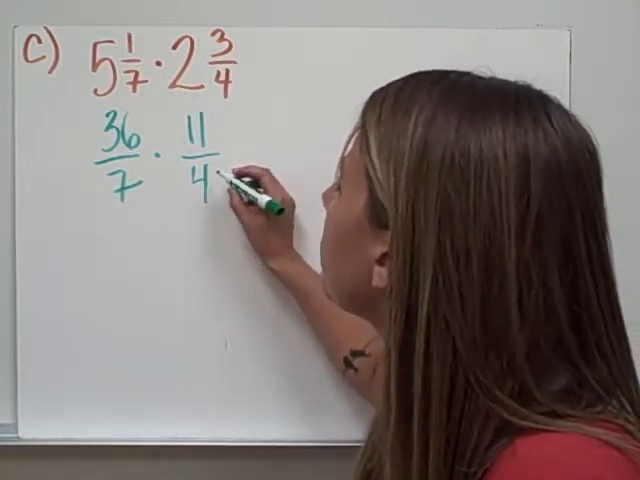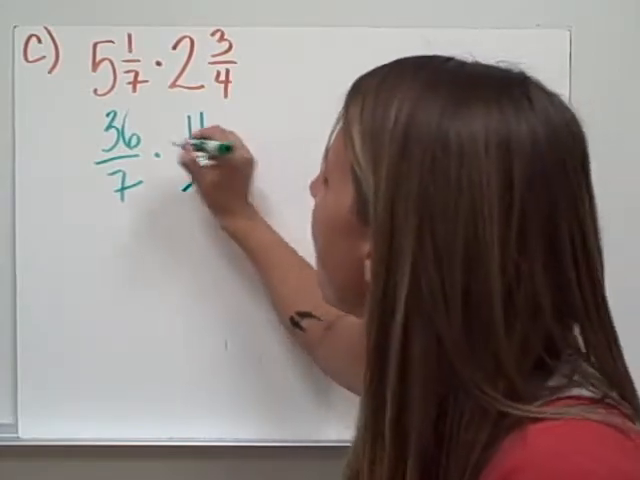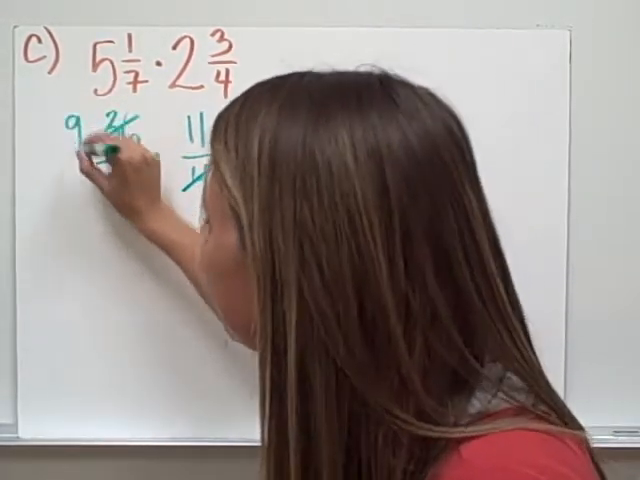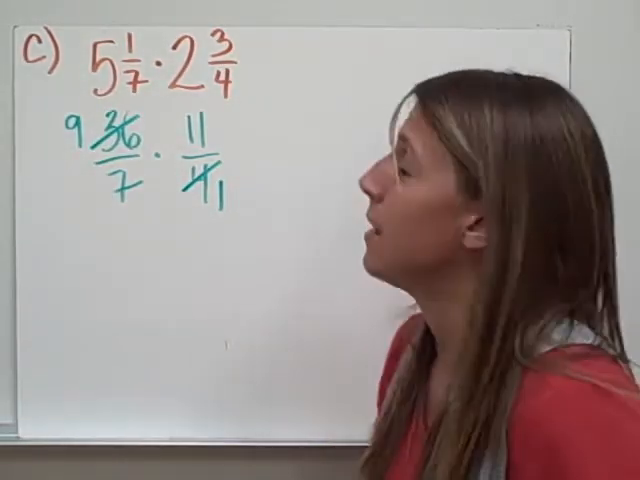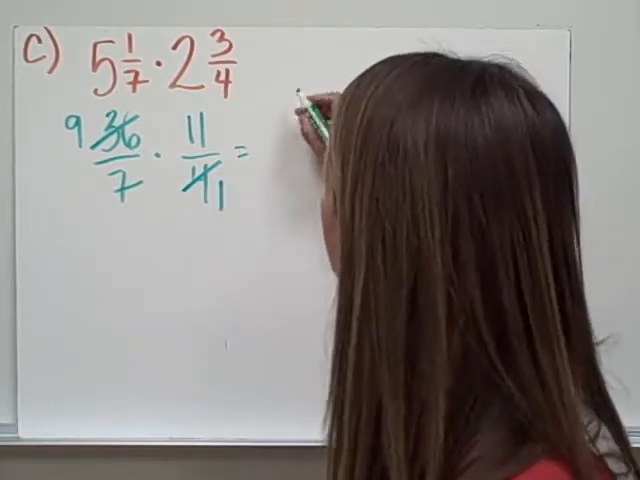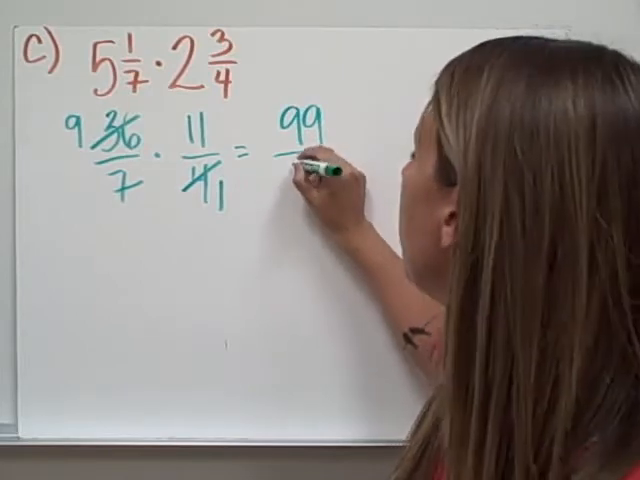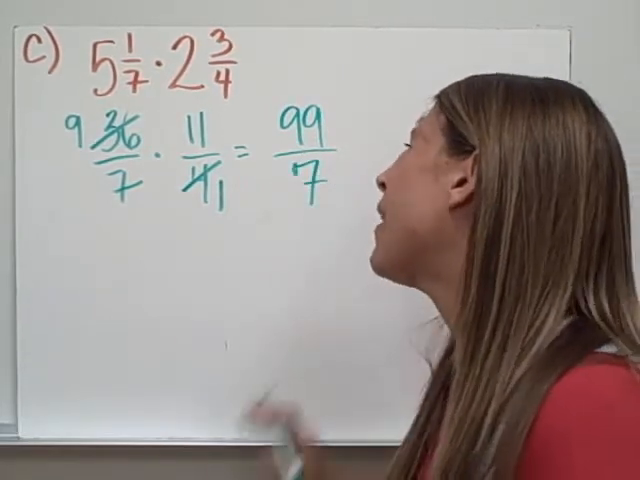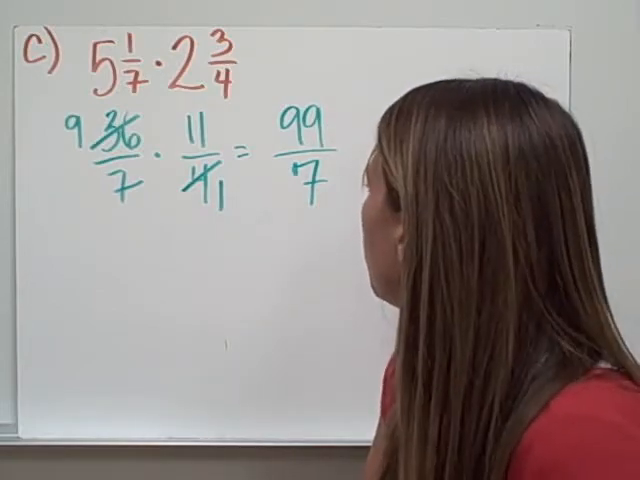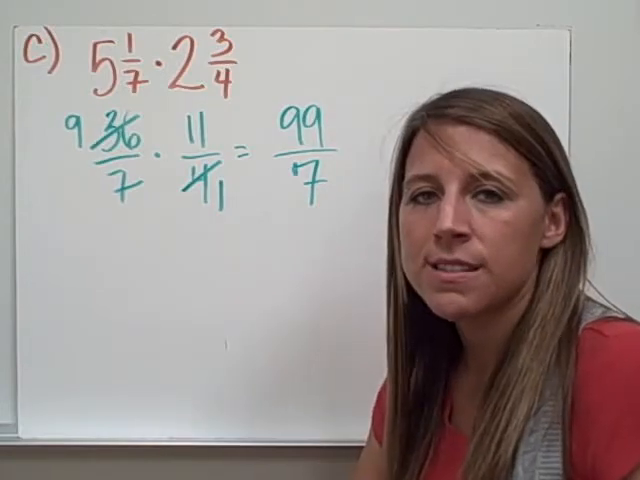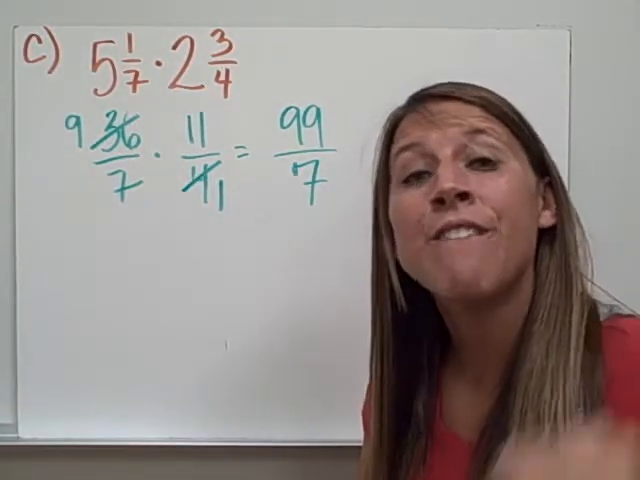So, 4 goes into itself 1 time, and 4 goes into 36 9 times. Now, I'm a little bit more comfortable multiplying 9 times 11 than I am 36 times 11. So 9 times 11 is going to come out to be 99. And then 7 times 1 is 7. I don't think I can simplify that any further. So I'm just going to leave it unless I was asked to make it a mixed number. So again, you can say this is 99/7 or 99 divided by 7.